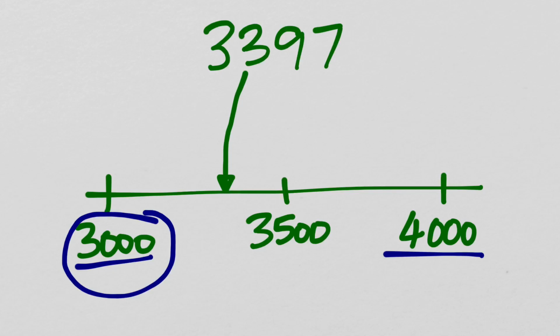So that's the idea of rounding, how it works. If you're rounding in hundreds, you'd count in hundreds and round to the nearest one of those. If you're rounding in thousands, again, you count in thousands and round to the nearest one of those.